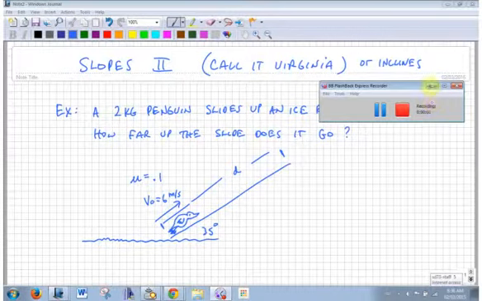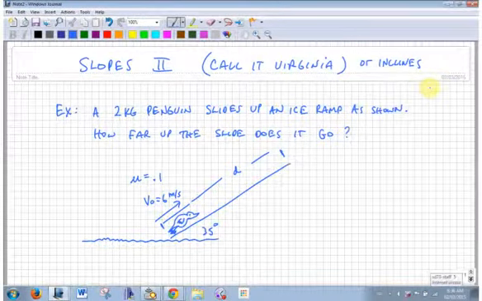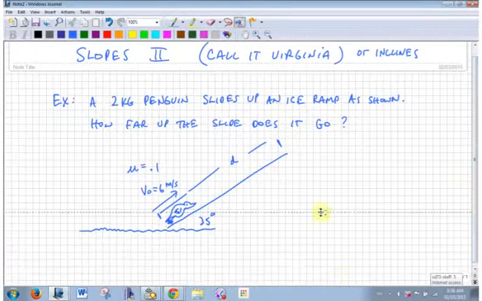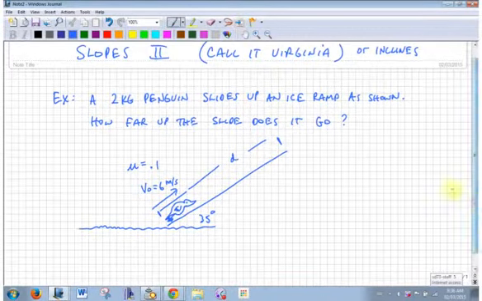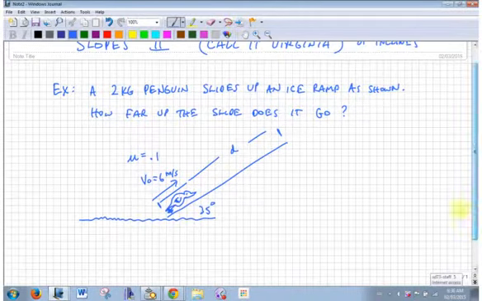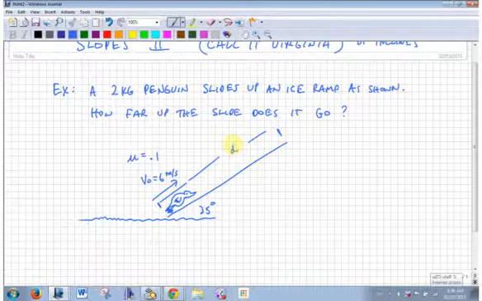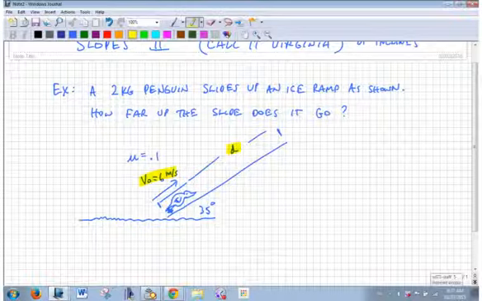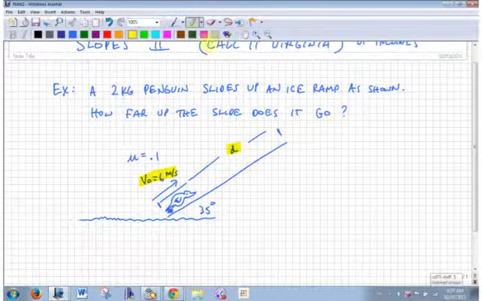So, a little more involved because, well, you tell me, why? Why is this more involved than what we've been doing? Because distance, initial velocity, what is that? What chapter is this? Kinematics. Now we have dynamics with kinematics. How far up the slide does it go?